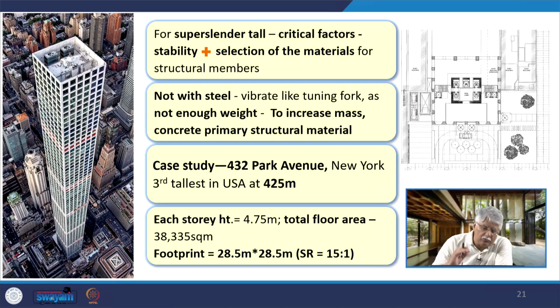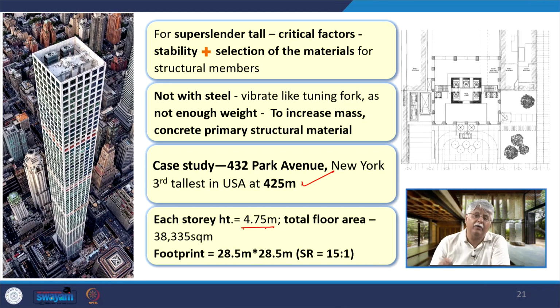In order to do that, we are primarily going to work with concrete as the primary structural material. Now, in this case of 432 Park Avenue, which is 425 meters tall, each story height is 4.75 meters.